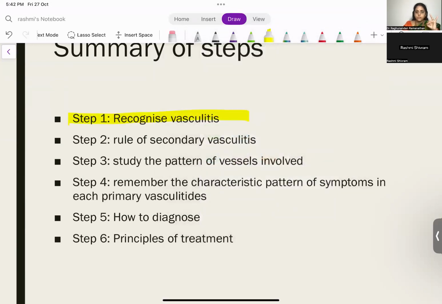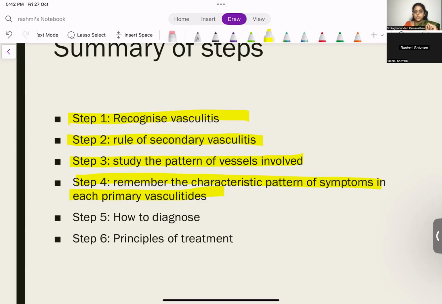Next, you're ruling out the secondary causes of vasculitis: infection, drugs, malignancies, all that we saw, right? Next is the pattern of vessels involved, whether it is large vessel, medium vessel, or small vessel, which vascular involvement is there. Next, remembering the characteristic pattern and symptoms in each vasculitis. Like I told you, giant cell arteritis, temporal artery will be visible, palpable. Okay, it is a granulomatous inflammation, right? It is also called temporal arteritis.